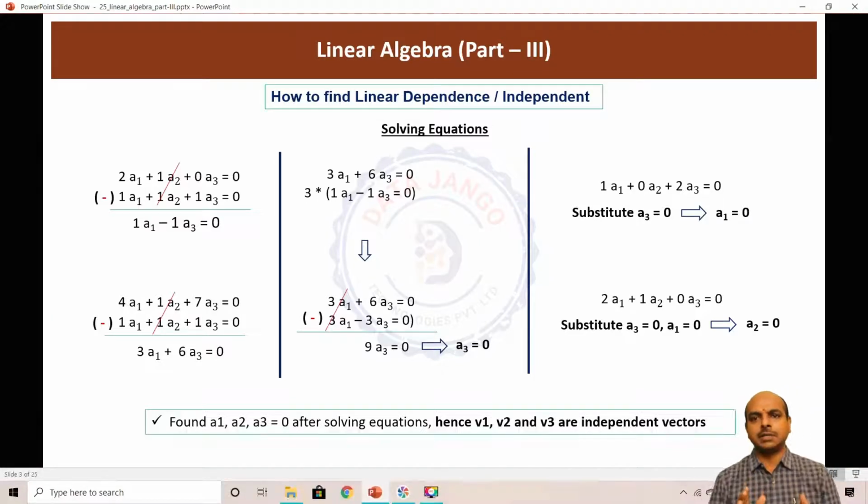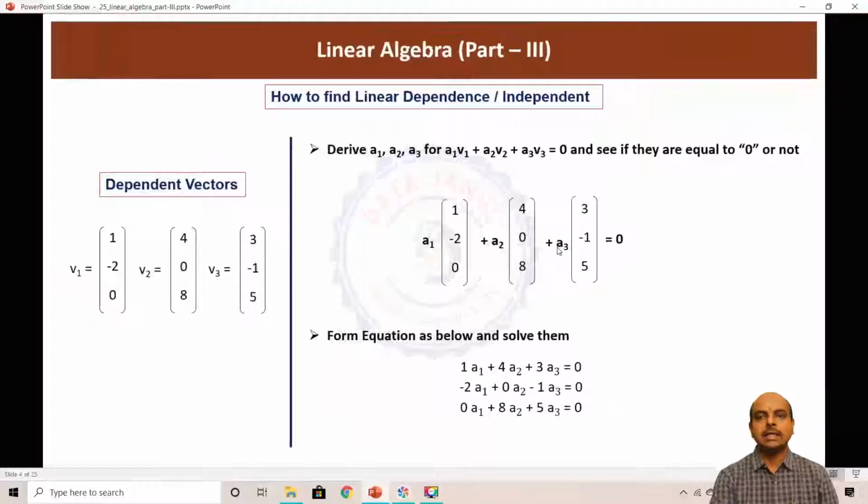The linear combination of three vectors is becoming 0 only when the coefficients are 0. That means these three vectors are linearly independent. If you look at this, found a1, a2, a3 equal to 0 after solving equations. Hence v1, v2, v3 are linearly independent vectors. They are independent vectors. Okay, so let us take one more example of linearly dependent vectors.